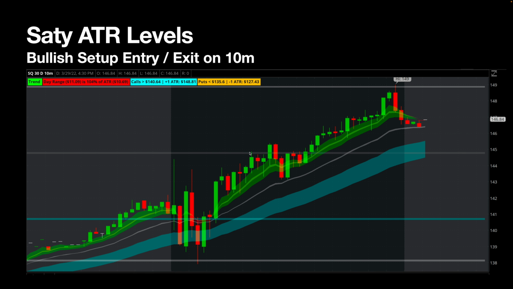You can also just start to scale out, right? This could be the first scale out point. If you have multiple contracts, maybe you're adding at each one of these pullbacks, you could start scaling out right here. And that's not a bad idea, right?